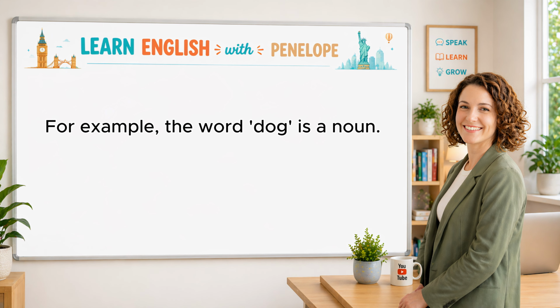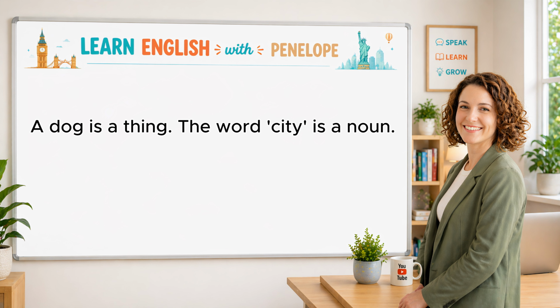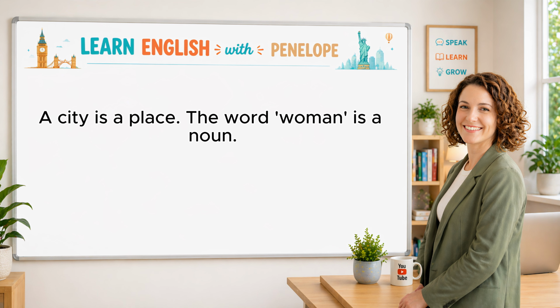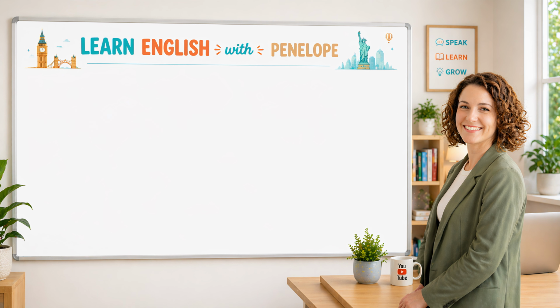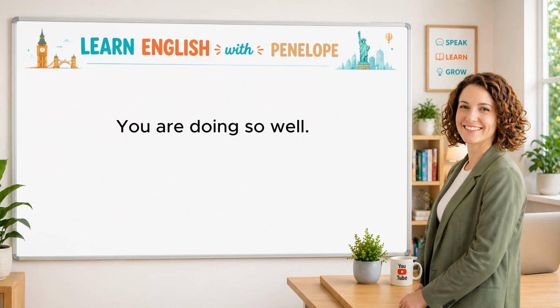For example, the word dog is a noun. A dog is a thing. The word city is a noun. A city is a place. The word woman is a noun. A woman is a person. Person, place, or thing, that is a noun. Great, you already understand nouns. You are doing so well.